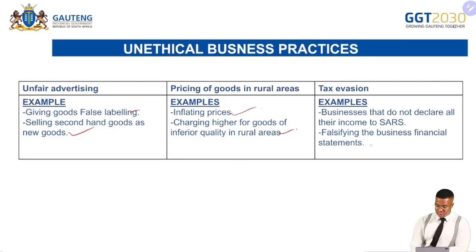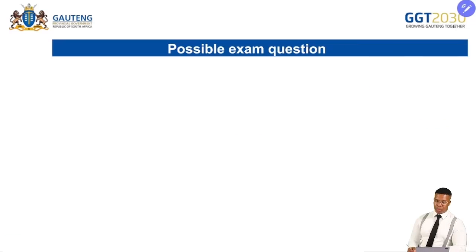to be unethical. And then another example is tax evasion. Looking into an example of tax evasion, businesses that do not declare all their income to SARS are considered to be doing tax evasion, and falsifying the business financial statements is also considered to be tax evasion.